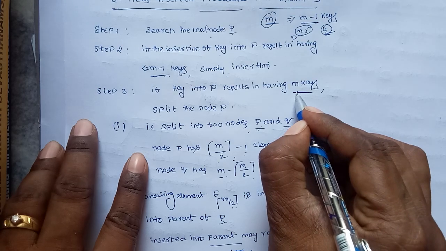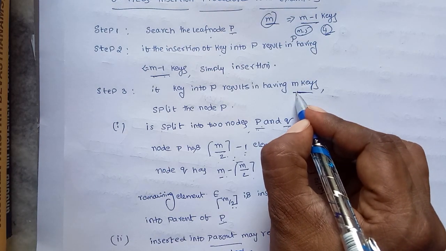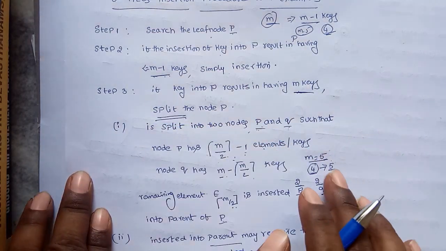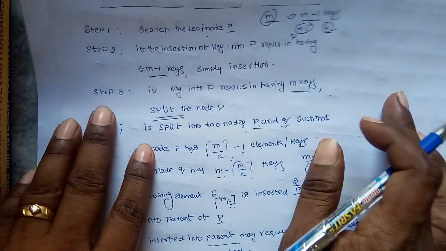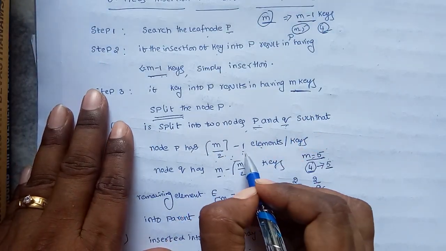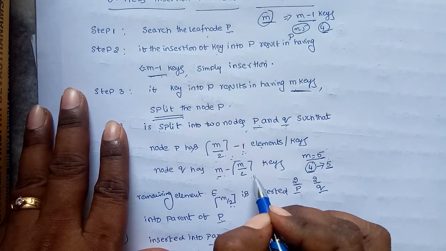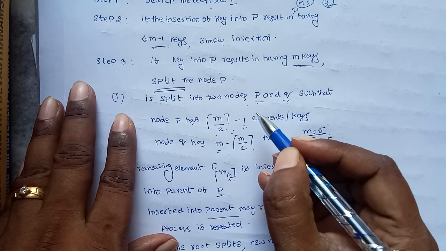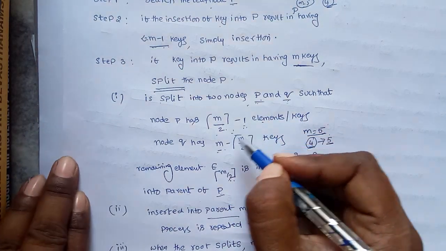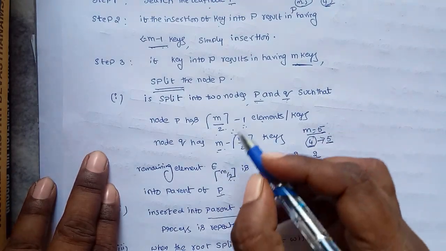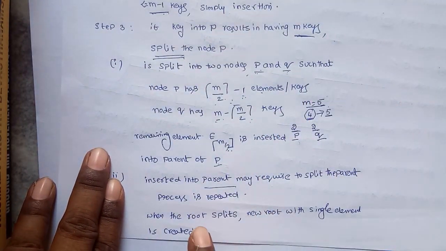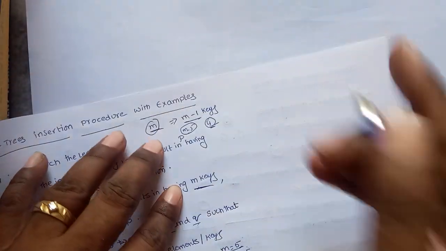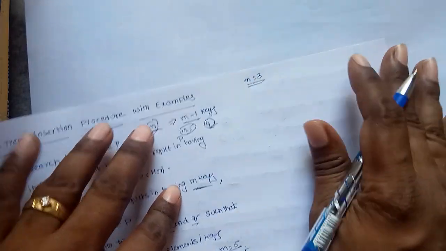Suppose after insertion the number of keys is greater than m minus 1, that means m. It violates the property. What you have to do? Perform split operation. In the splitting, remember the case: m by 2 minus 1 elements are moved to one node, m minus m by 2 elements are moved to another node, and the middle element is moved to the parent. If the parent also violates the property, again perform the split operation. Continue the procedure until the root. If the root also splits, a new root with a single element is created. Suppose consider an example, m is equal to 3.